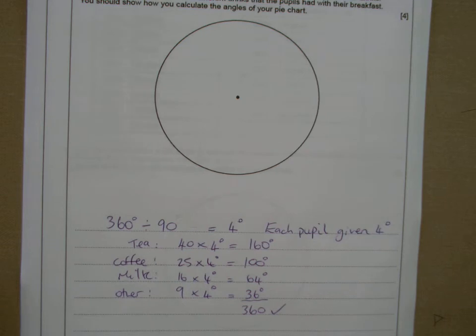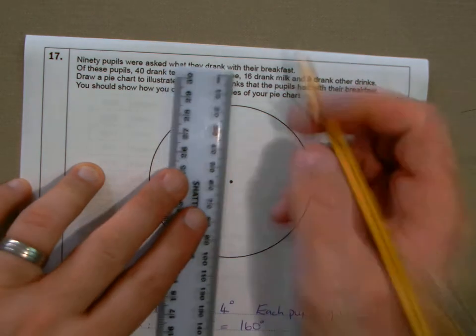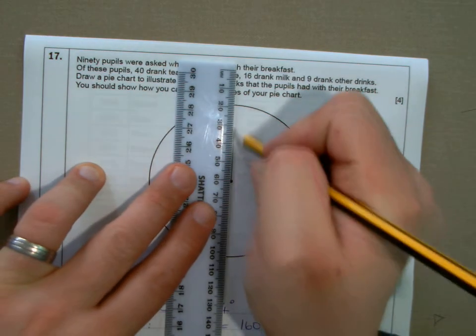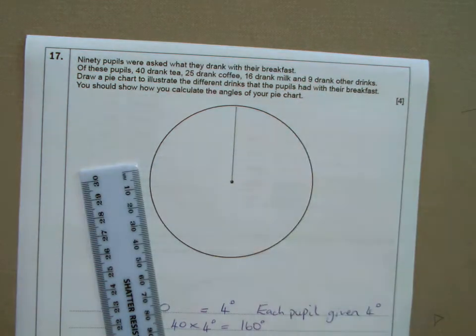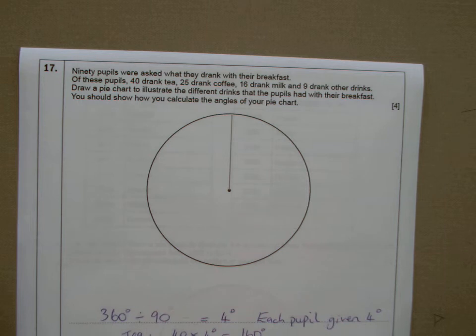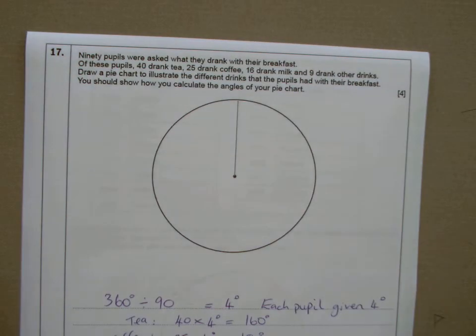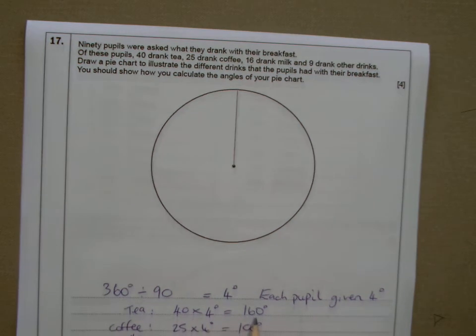Now, on our pie chart, we just need to represent these angles. What I like to do usually on a pie chart, obviously we do it in pencil, okay, is draw a vertical line to start with. It doesn't really matter how you start it. You could draw a horizontal line if you wanted to. You can draw whichever line you want, okay? But I find it easier to start with a vertical line. So we measure these angles then. The first angle is 160 degrees.